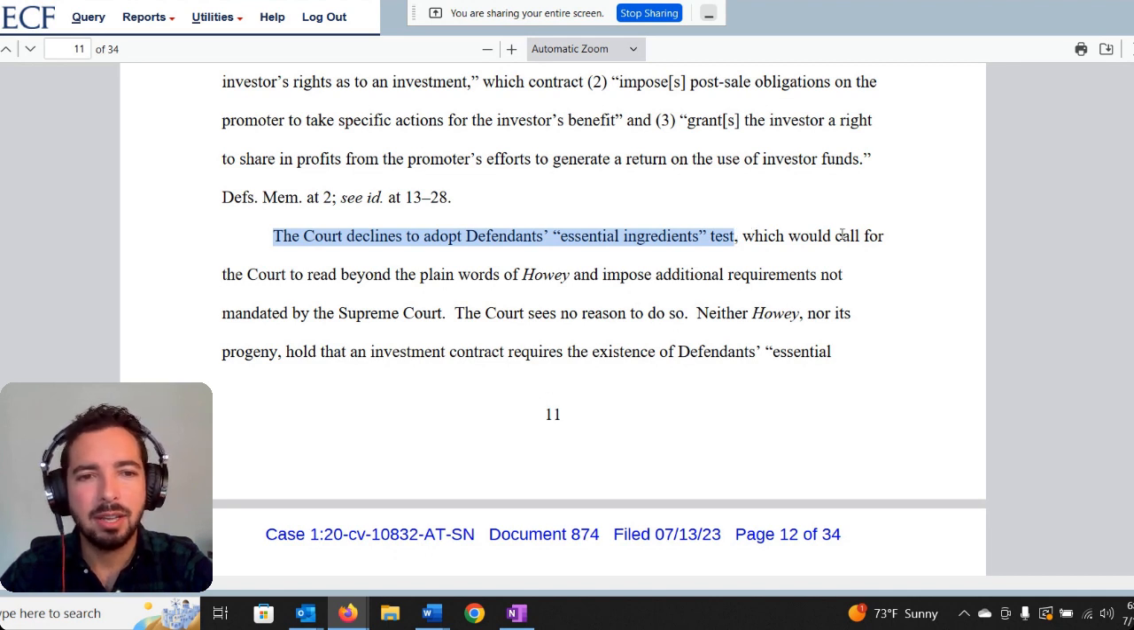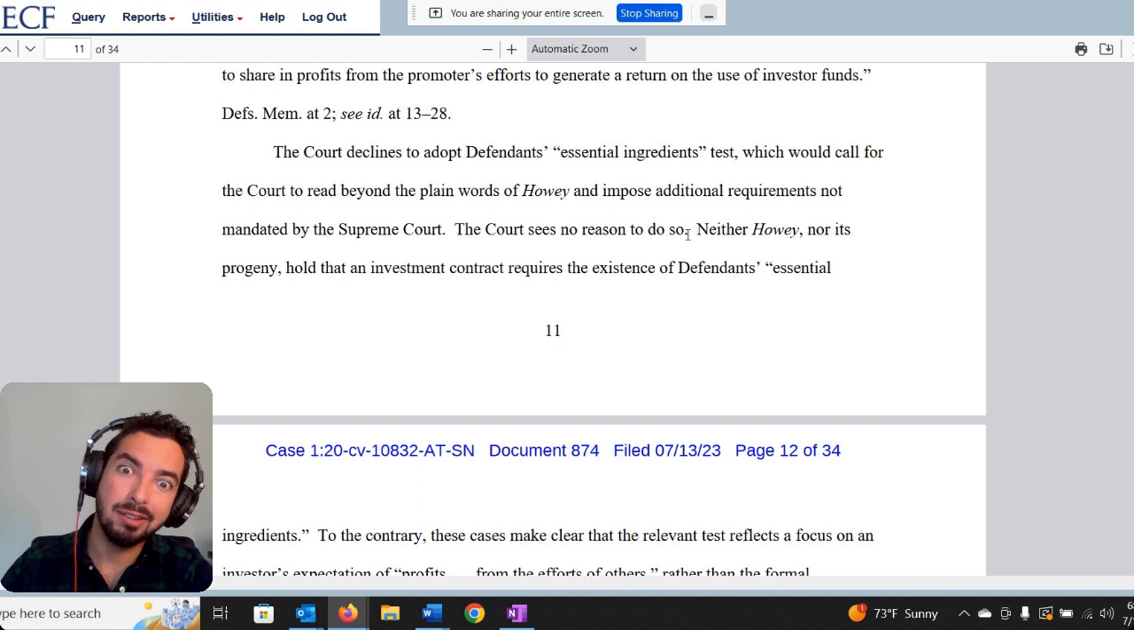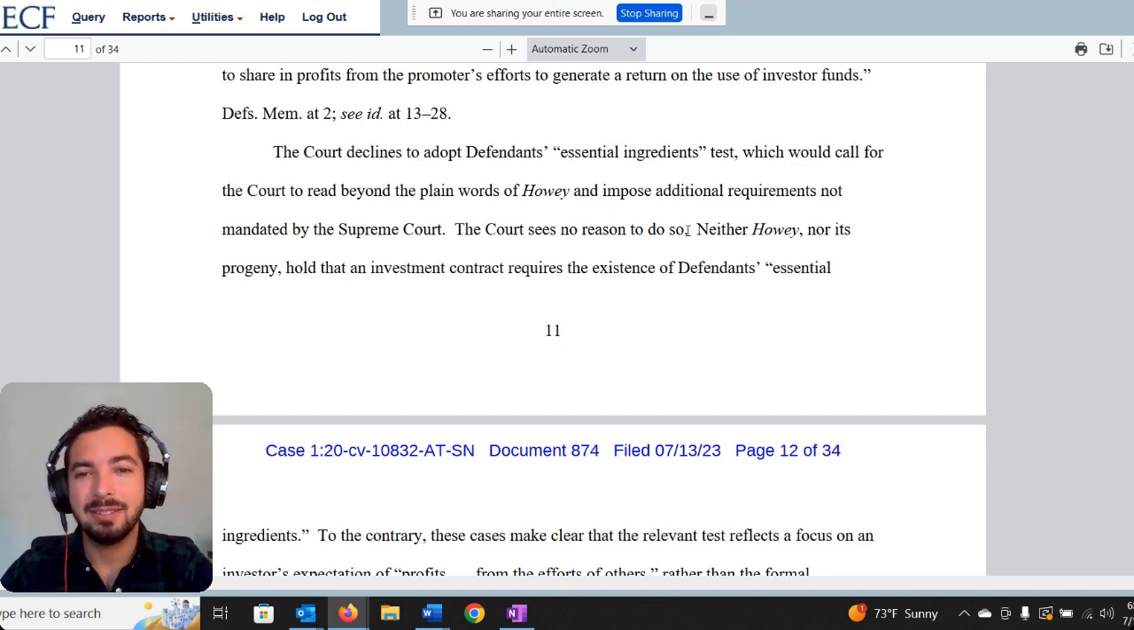Well, because it would call for the court to read beyond the plain words of Howey and impose additional requirements not mandated by the Supreme Court. The court sees no reason to do so. So she's saying, hey, my boss's boss, the Supreme Court, has issued Howey, and I have not been given a reason to overrule the Supreme Court. I'm just a trial court, so I'm going to do what the Supreme Court tells me to do.